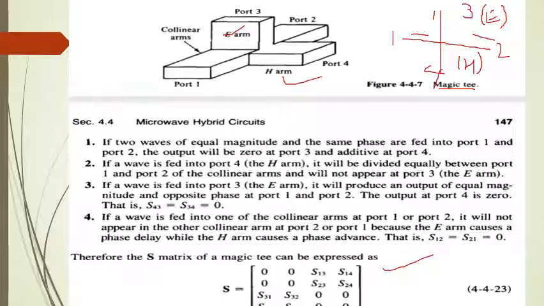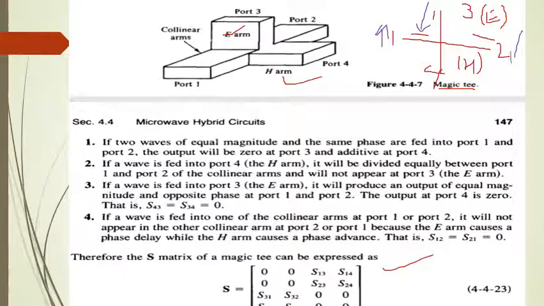Whenever two signals of equal magnitude enter from P1 and P2 with equal phase, same phase, then power in H arm will be double and no power will be there in 3. Third property, when a signal enters from port 4, signal will be divided into two signals of equal magnitude and same phase. Whenever signal enters from port 3, signal will be divided into two signals of equal magnitude and opposite phase. I hope the properties are clear now.